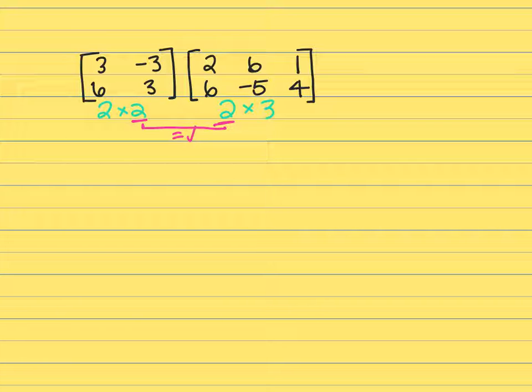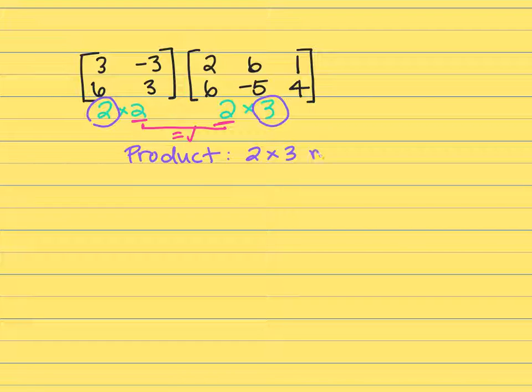Then the outside numbers tell us what the product matrix will end up as. So we know that after we multiply these, our product is going to be a 2 by 3 matrix.